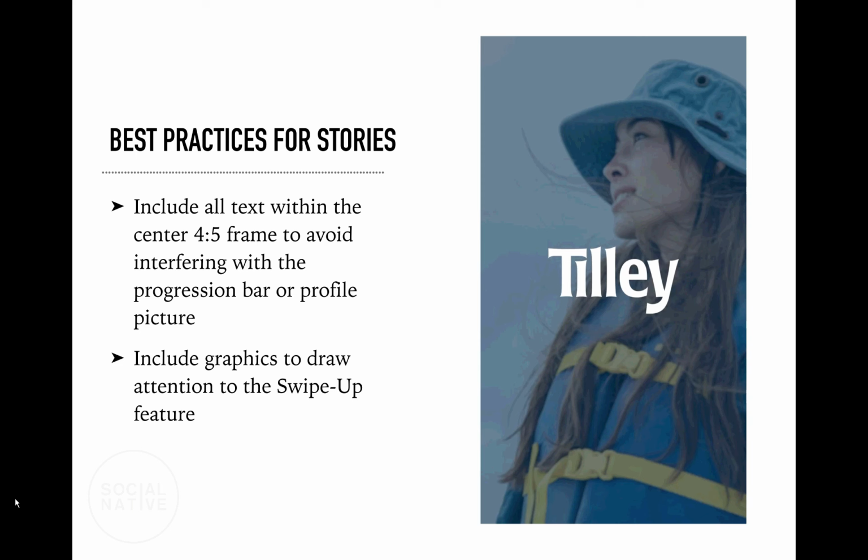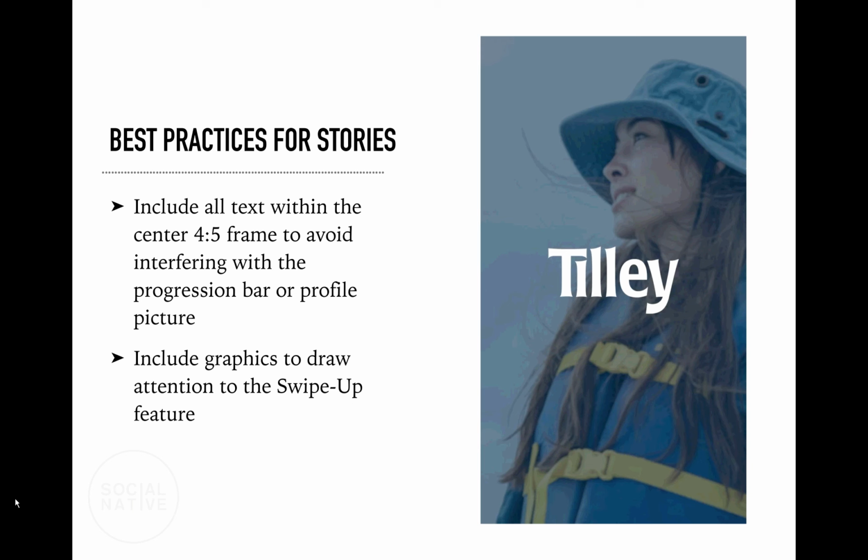There's a couple of things that are specific to stories that we just wanted to go over and make sure we're all clear on the best practices meant specifically for stories. And again, these are the same 10 to 15 second videos, except with a different aspect ratio and a few different considerations for these placements. So the first thing that we're going to do when creating a 9:16 story video is include all of the text within the 4:5 frame, so that center part of the video.